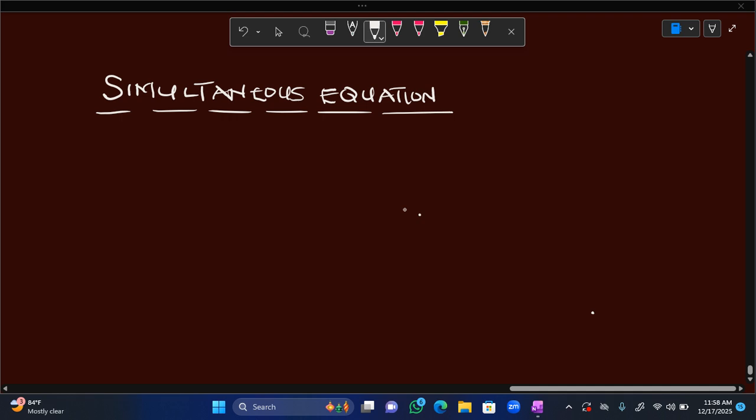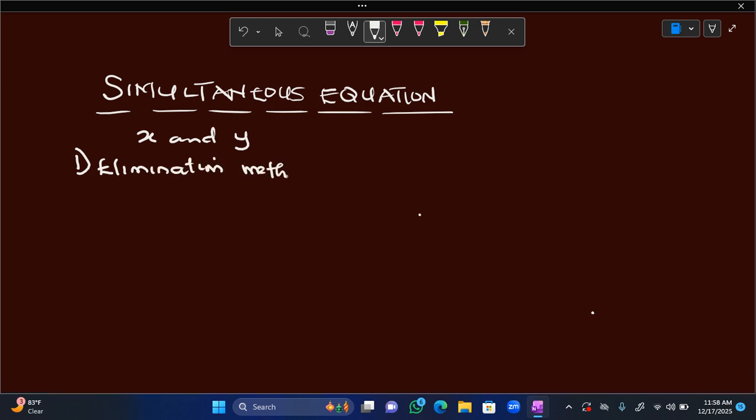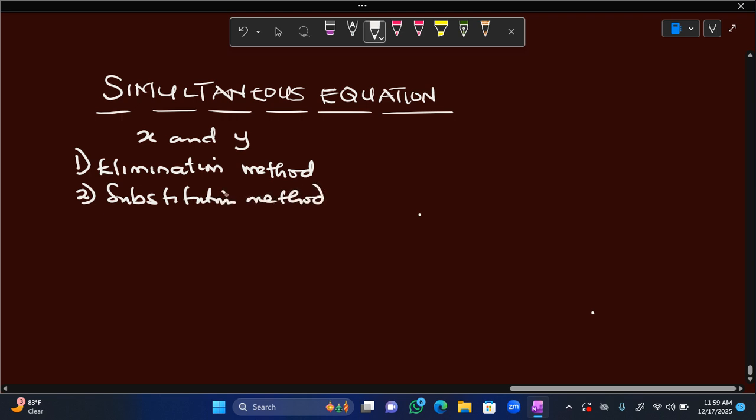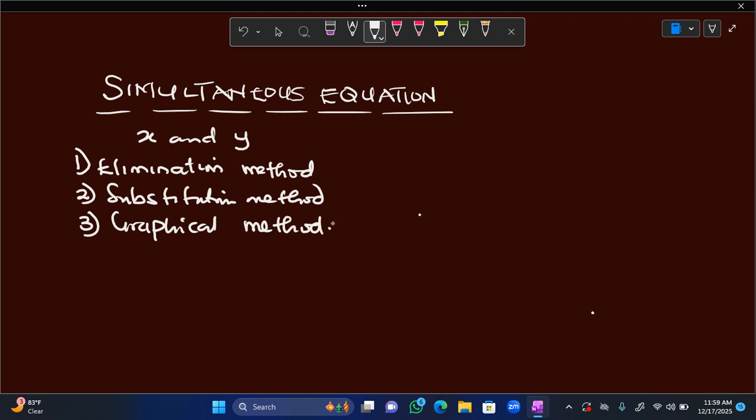And then we have variables in simultaneous equations. We have two variables, x and y. These are the two variables in simultaneous equations. And we have different methods we can use to solve simultaneous equations. The first one is the elimination method. The next one is the substitution method. And we have the graphical method. So we have the elimination method, the substitution method, and the graphical method.